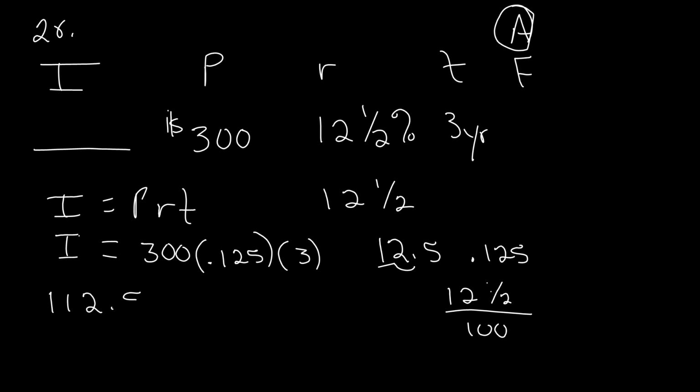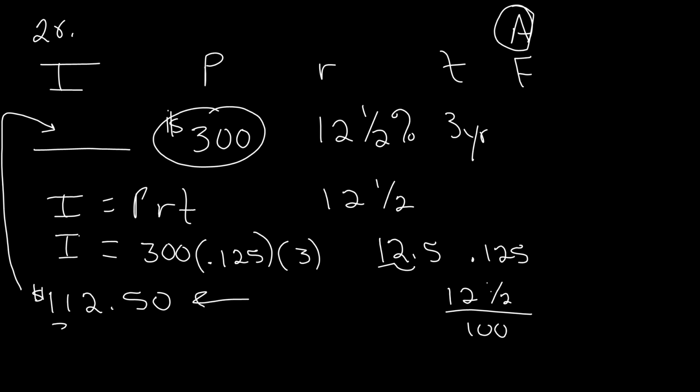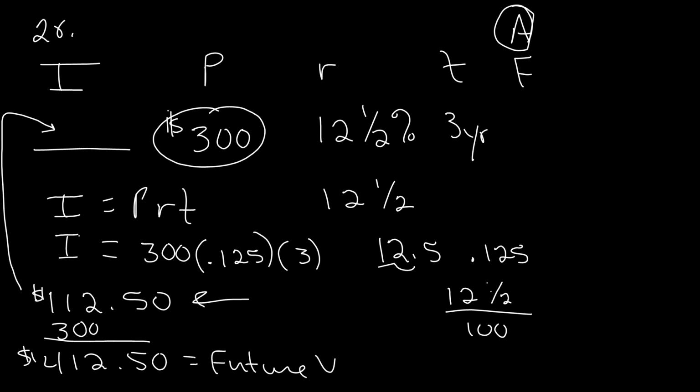$112.50, and that is the interest. The interest is an amount, not a percentage. The R is the percent that we have on that one. Now it's also asking for future value, and if you look at your formula sheet, future value is principal plus interest. So this is principal, this is interest, so we would take the 300 and add it to that, and that would give us our future value. So this amount is the future value, and then the $112.50 is the interest on that one. So that's one of the example problems.